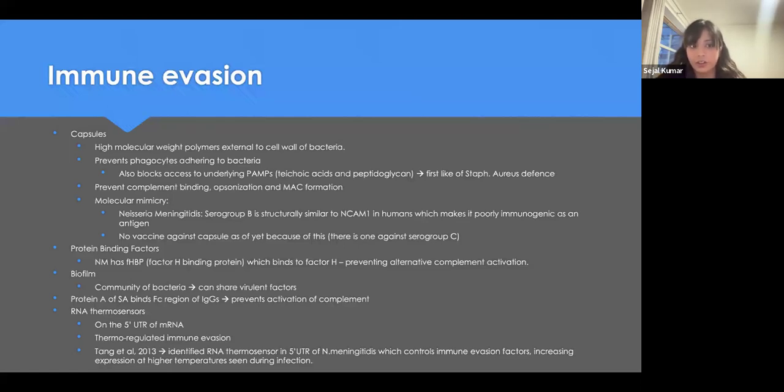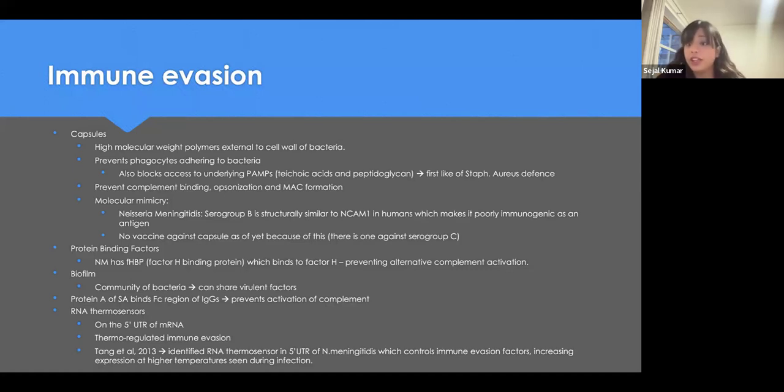Protein binding factors are another way to evade the immune system. Neisseria meningitidis has factor H binding protein, which binds to factor H, preventing alternate complement activation. If you remember, factor H is quite important for that. And then you also have the biofilm, as I mentioned before. That's important for antibiotic resistance because the community of bacteria that forms can share virulence factors. Basically, resistance can spread a lot easier. And then another way to evade complement is protein A of Staph aureus, which binds to the Fc region of IgG antibody, preventing activation of complement.